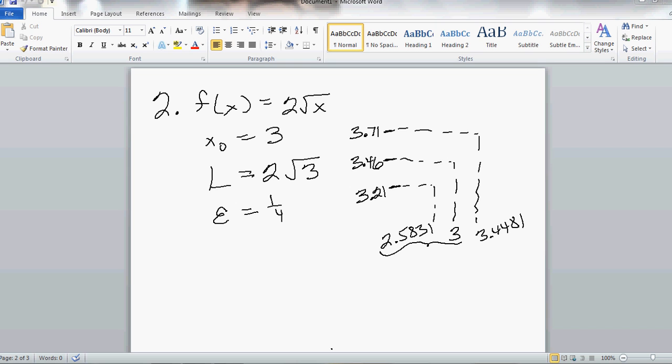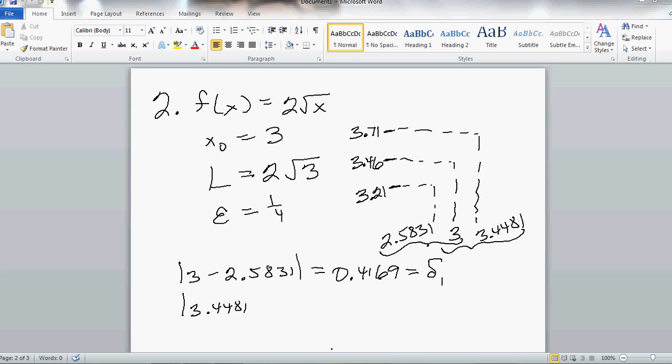So the first thing we're going to do is find out what that difference right there is. So it'll be 3 minus 2.5831, the absolute value, and the absolute value of all that equals 0.4169. So we'll just let this be delta sub 1. Okay, now we have to find this difference here. So that would be 3.4481 minus 3, which equals 0.4481, and that will be delta sub 2.